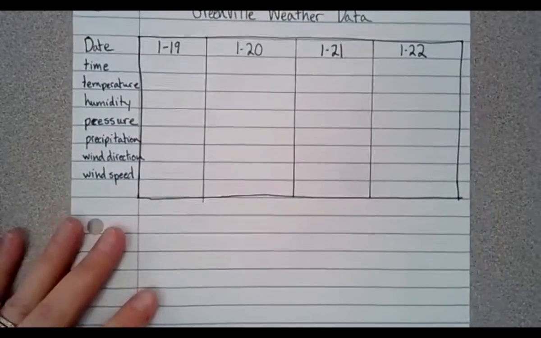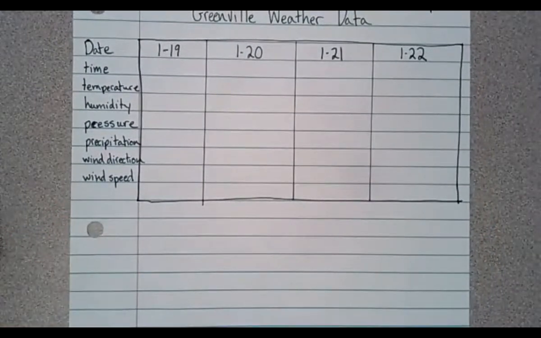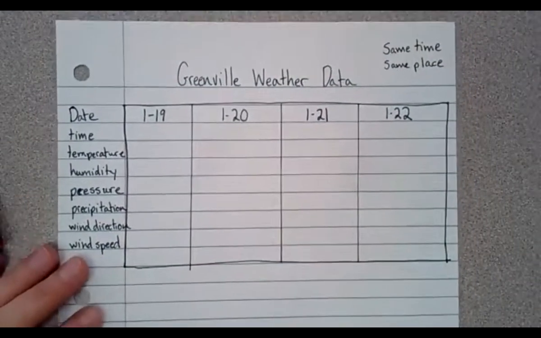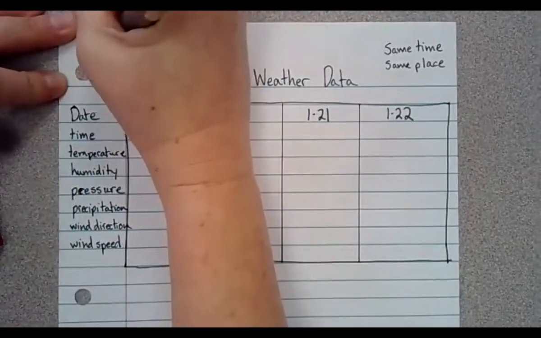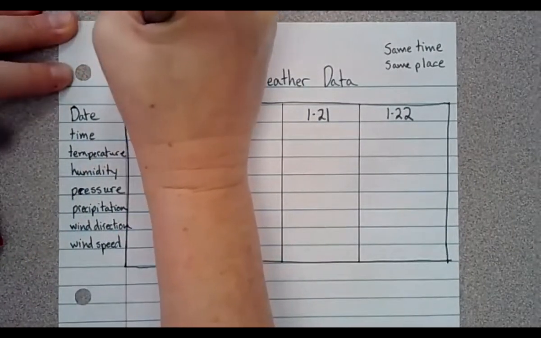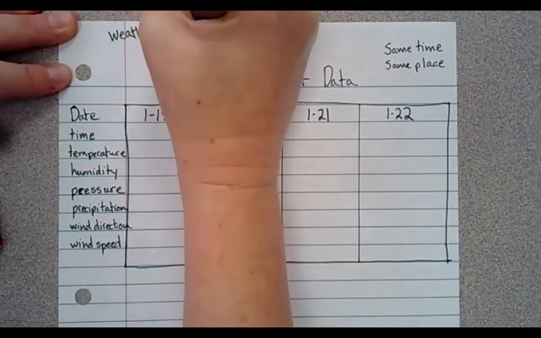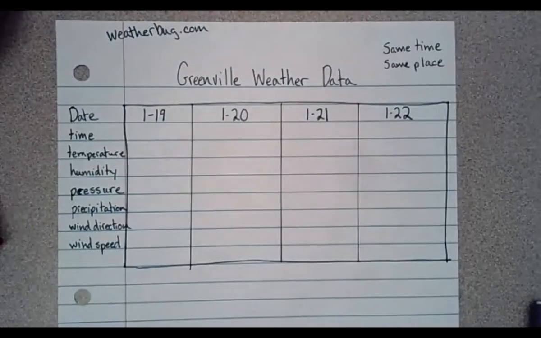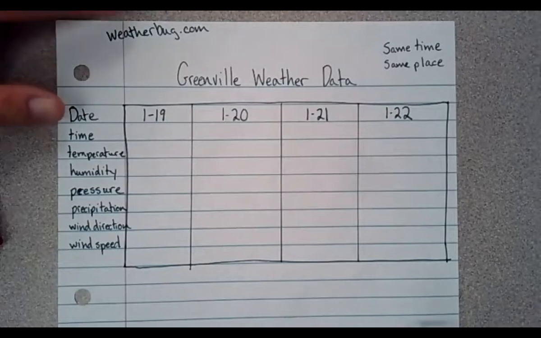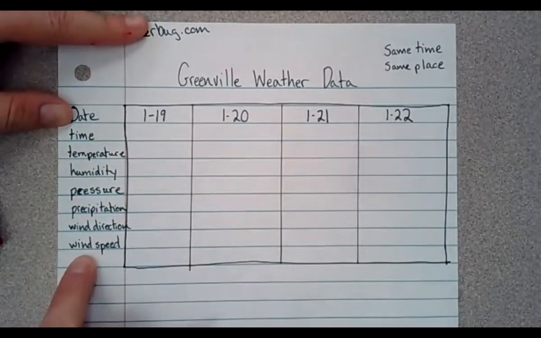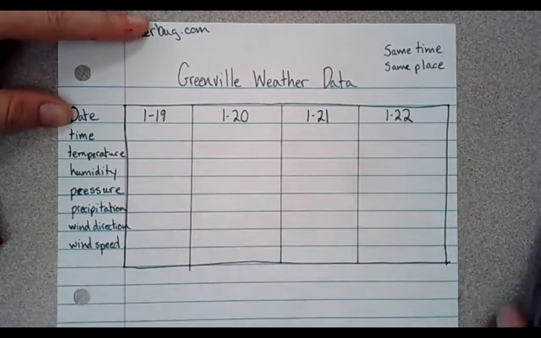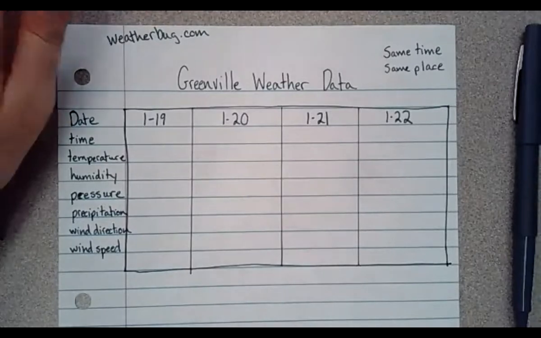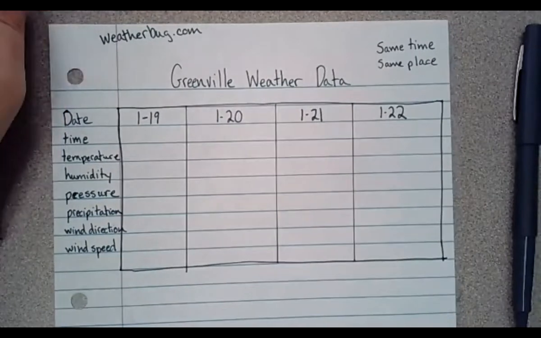So what you're going to do with this information, and I'm going to have to switch it to screen share so I can show you what to do, is go to a website called weatherbug.com. We're going to write it right up here, weatherbug.com, okay? And using weatherbug.com, you're going to find each one of these things and record it under today's date. Make sure that you do this at the same time every day. All right, so I'm going to screen share and show you where you can find this information.